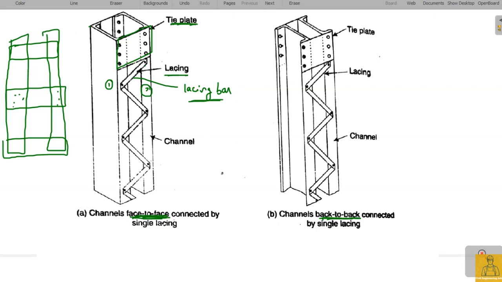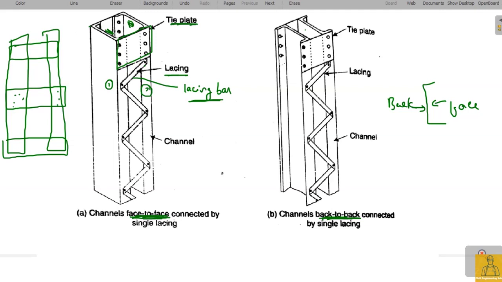What is face to face? See, if this is the channel section, this is the face and this is the back. So if the face of a channel faces the face of the other channel, it is called a face to face connection. This is face and this is face. Face and face are opposite to each other. They are facing each other. So, face to face connection. And see this figure B. In this column, the backs of the channel sections are facing each other, so this is called channel sections connected back to back.